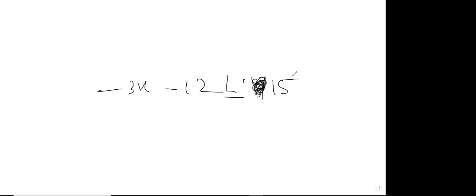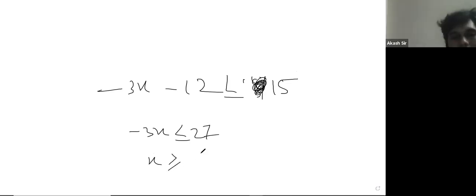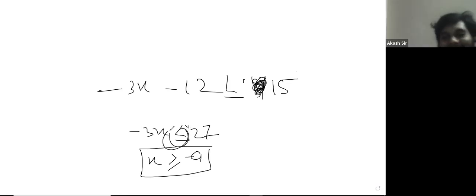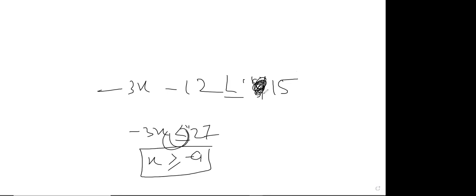So x is greater than or equal to 9. Sorry, minus 9. Right, greater than or equal to minus 9. So you remembered to change the sign now? Yes, sir. Good. So I think you are clear with this? No issue? Yes, sir. We can do a few more questions, sir, because I get confused with the minus.